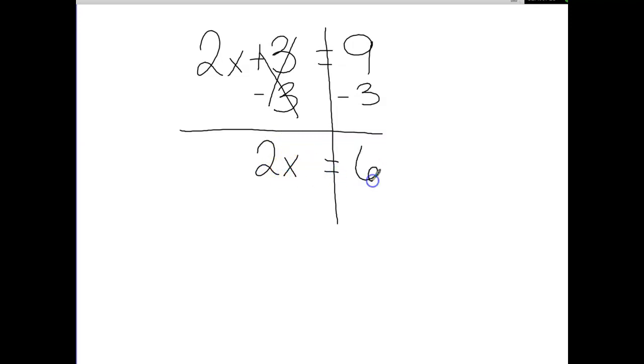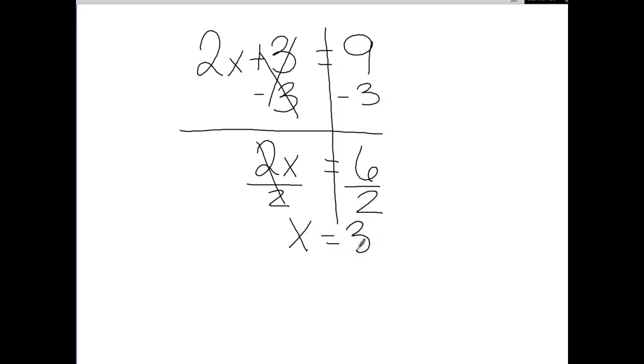I'm left with 6. Okay, we know that 2 and x are multiplied together, so the opposite operation would be to divide. We're going to divide by 2. What you do to one side, you do to the other. Divide by 2. X equals 6 divided by 2 is 3.